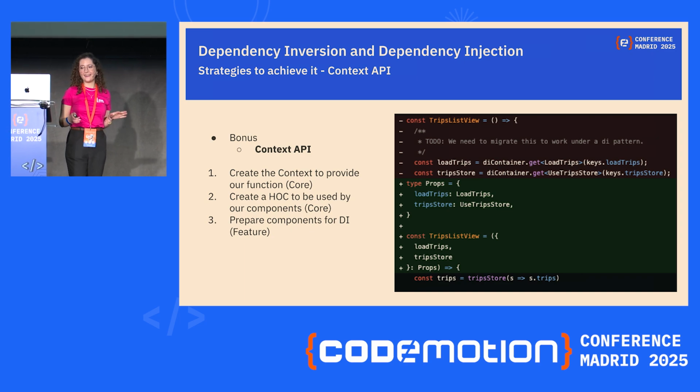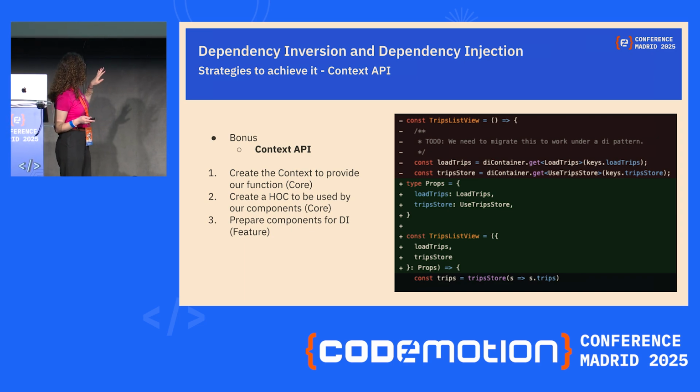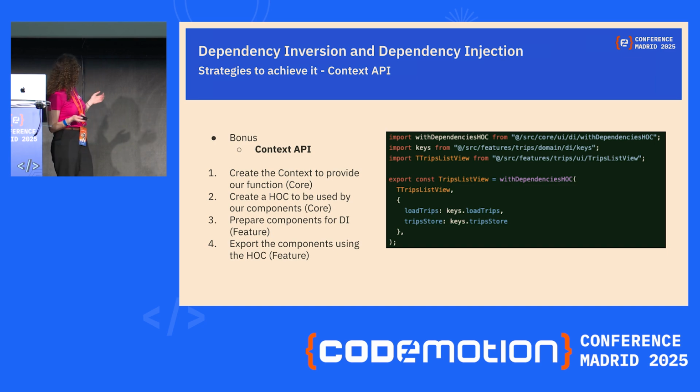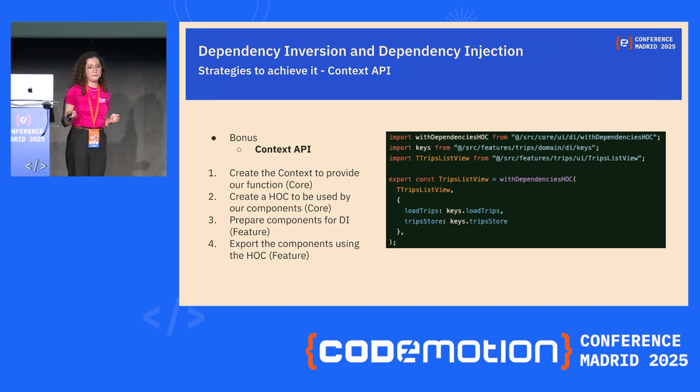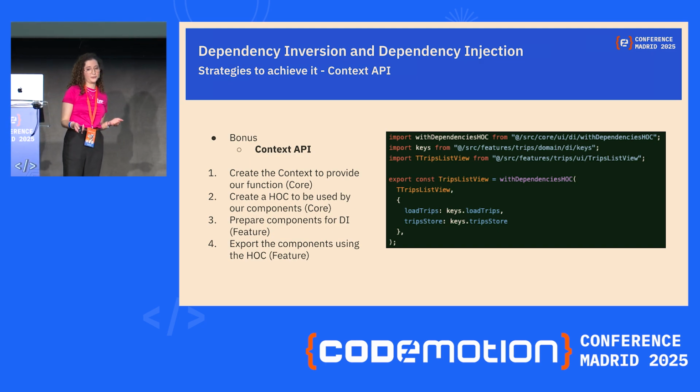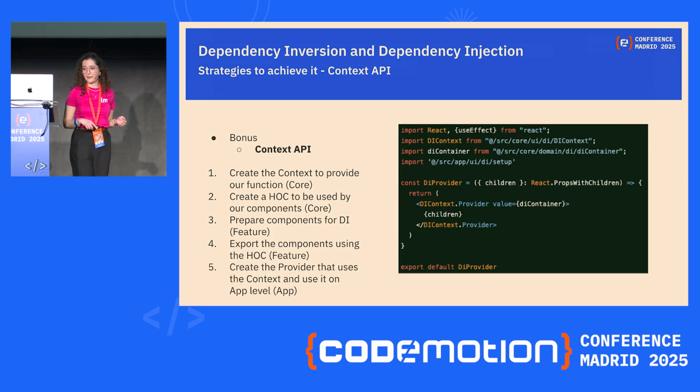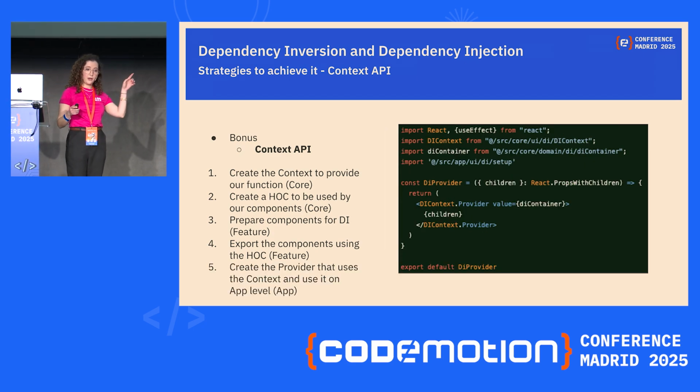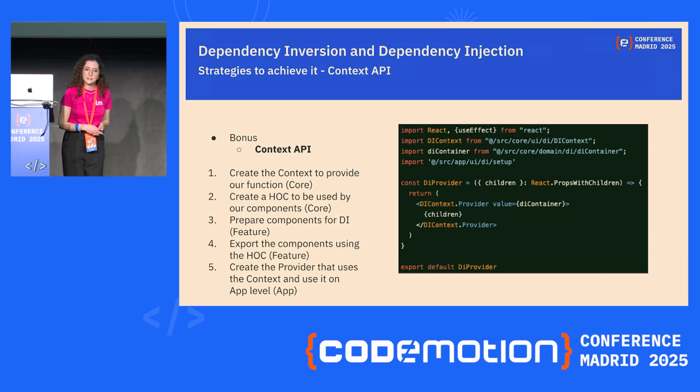So then we can prepare our components for the DI at feature level, right? And then we can export them by using the keys. And this is great because even though we chose very creative names like load trips and trip store, which is a variable name for load trips and trip store, you can call them however you want instead. Like if you wanted to call them Pepa or whatever, you can. And this is great because it will translate to the props of this component. And then you can create the provider, never forget, on app level, so that everybody has access to this DI provider.